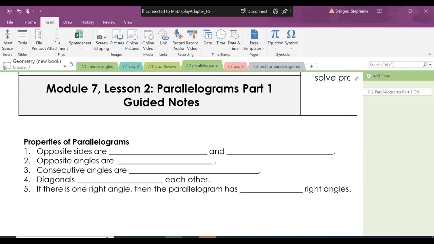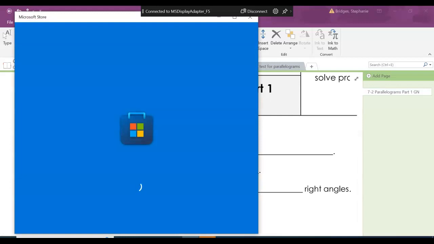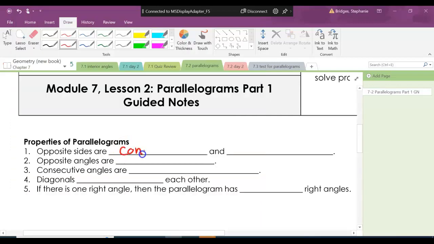Is everybody ready? Okay. So in a parallelogram, opposite sides are two things. They are congruent, which means they are what? Equal. And it's kind of in the name. If it's called a parallelogram, what do you think opposite sides are also? Parallel, yes. Okay, so opposite sides are both congruent and parallel.